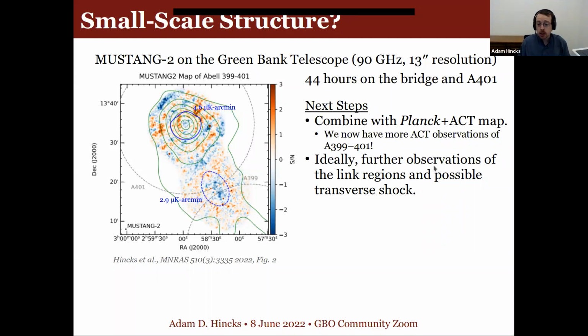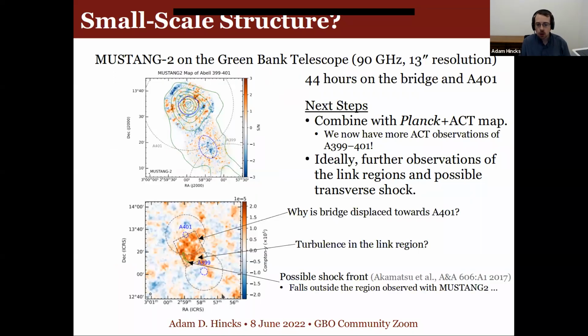We've also observed this system more with ACT, so we actually have deeper data in the can from ACT. We hope to be able to look at this in more detail, and ideally figure out what's going on with some of these features that we already see.